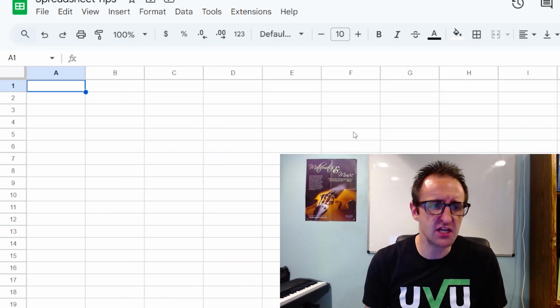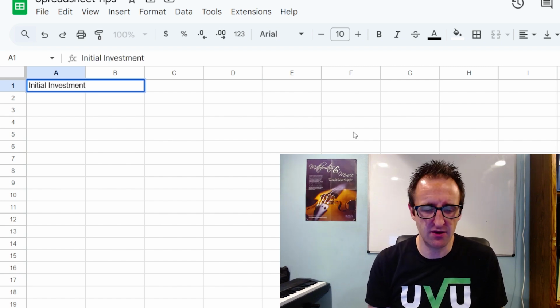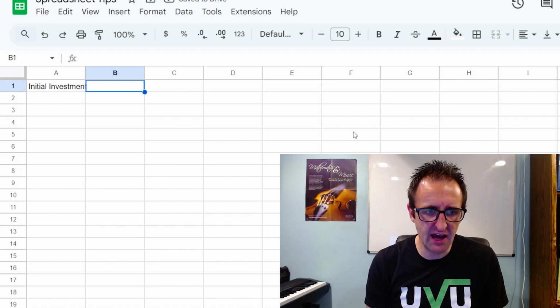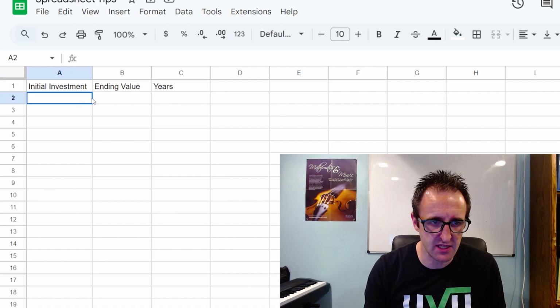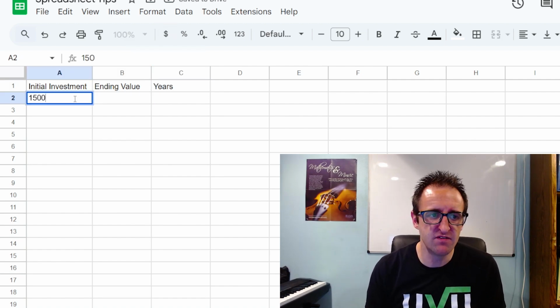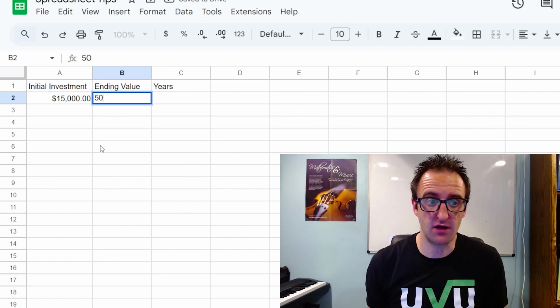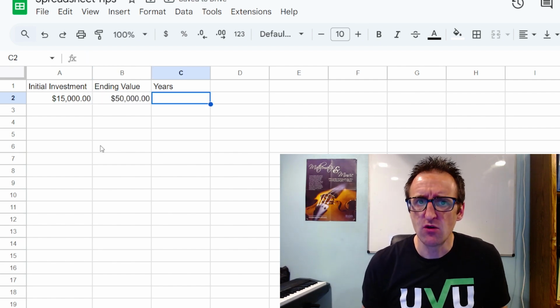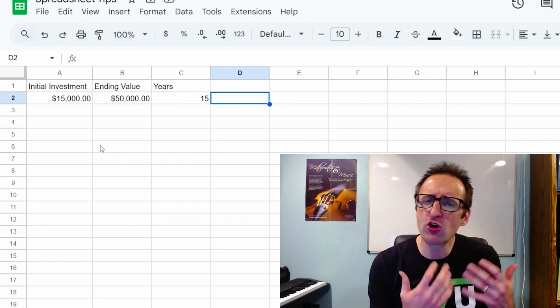In this spreadsheet, I'm going to put in my first column the initial investment, the initial amount. Over here, I'm going to have the ending value of the investment. Over here, let's put in how many years I had the investment. Let's make these two values currency. Say your initial investment was $15,000 and afterwards you had $50,000. Let's say that this investment ran for 15 years. The question here is, how good is this investment?